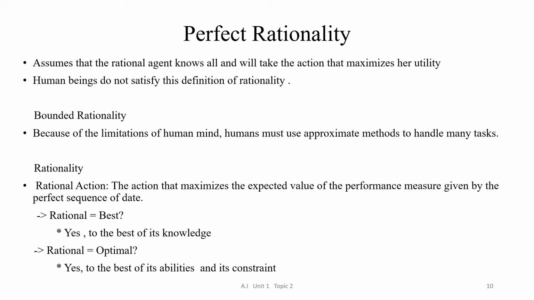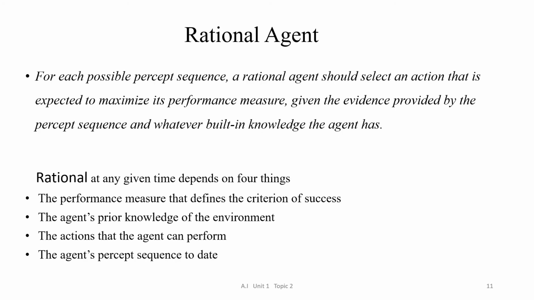What is rational? Is it the best? Yes, to the best of its knowledge. What is rational? Is it optimal? Yes, to the best of its abilities and the constraints of the agent. A rational agent can be defined as follows: for each possible percept sequence, a rational agent should select an action that is expected to maximize its performance measure, given the evidence provided by the percept sequence and whatever built-in knowledge the agent has.